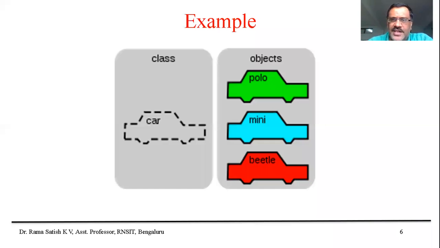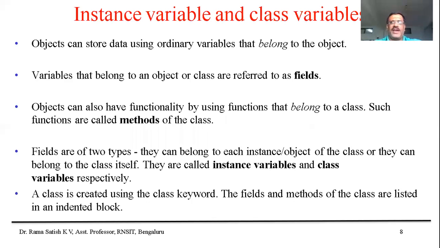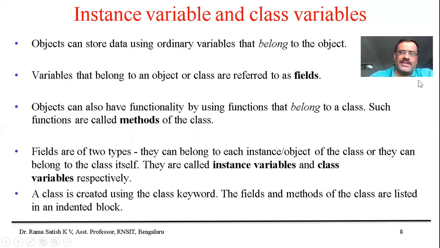So generalization and specialization. And each class will have its own attributes. Attributes are nothing but the data that it will hold, and its own methods. Methods are nothing but the functions on which this data is going to be operated. We have already understood this. We touched instance variables and class variables.